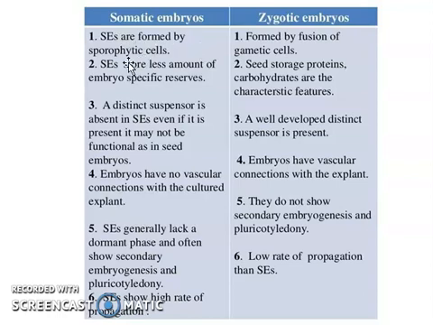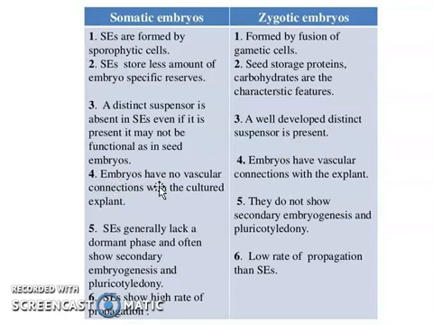Somatic embryos are formed by sporophytic cells, whereas zygotic embryos are formed by the fusion of gametic cells. Somatic embryos store less amount of embryo-specific reserves, whereas seed storage proteins and carbohydrates are the characteristic features in zygotic embryos. In somatic embryos, a distinct suspensor is absent, or even if it is present, it may not be functional as in seed embryos. In zygotic embryos, a well-developed distinct suspensor is present.